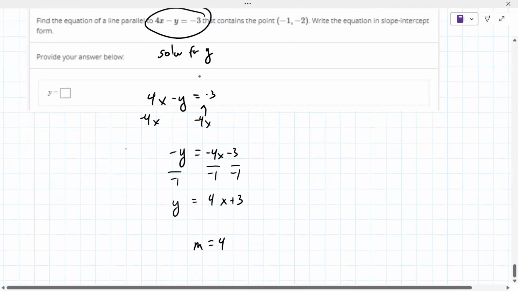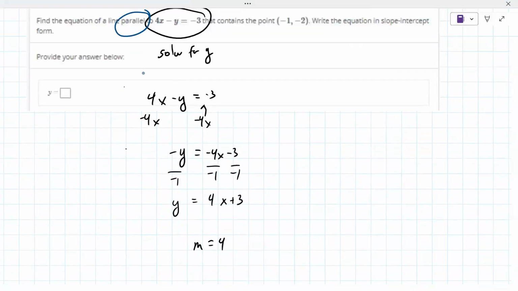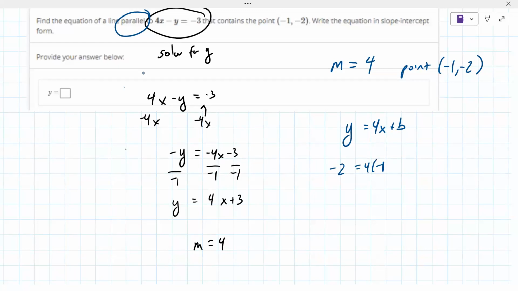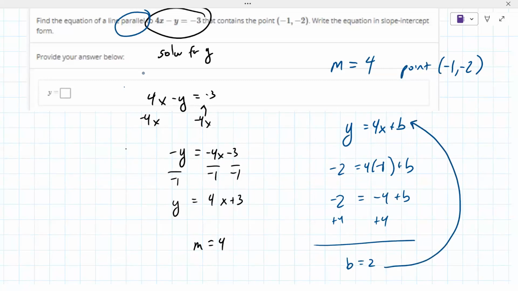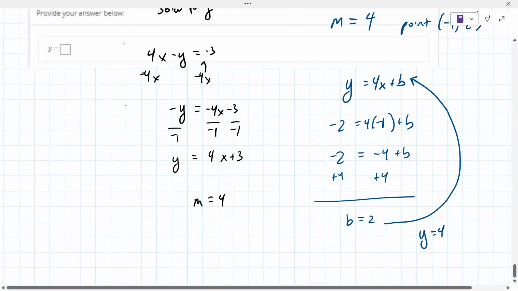The slope is 4. And since we want the parallel line, our new line has a slope of 4, and it goes through the point (-1, -2). So we write y equals 4x plus b, put that in for m, and then put in -2 = 4(-1) + b. -2 = -4 + b, add 4 to both sides, b equals 2. This goes back in here. So your final answer is y equals 4x + 2, like that.